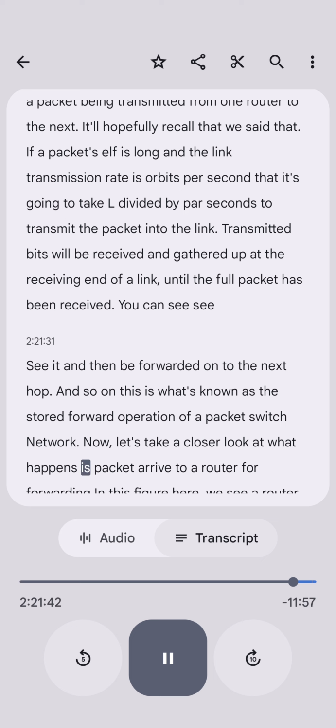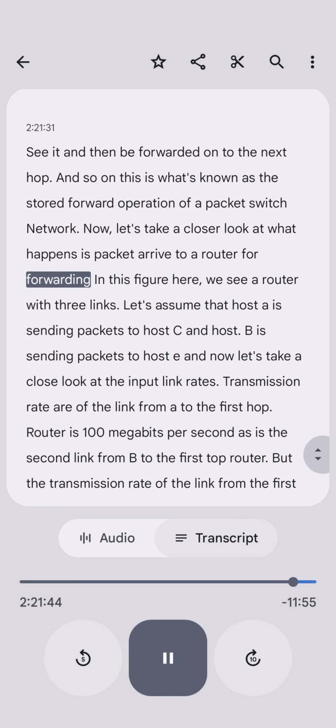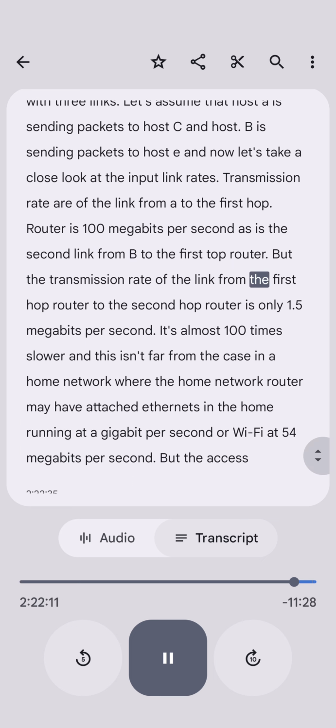Now let's take a closer look at what happens as packets arrive to a router for forwarding. In this figure here, we see a router with 3 links. Let's assume that host A is sending packets to host C, and host B is sending packets to host E. And now let's take a close look at the input link rates. The transmission rate R of the link from A to the first hop router is 100 megabits per second, as is the second link from B to the first hop router. But the transmission rate of the link from the first hop router to the second hop router is only 1.5 megabits per second.